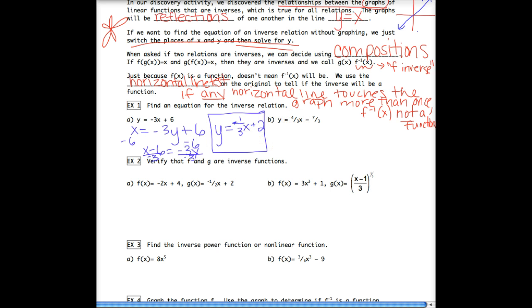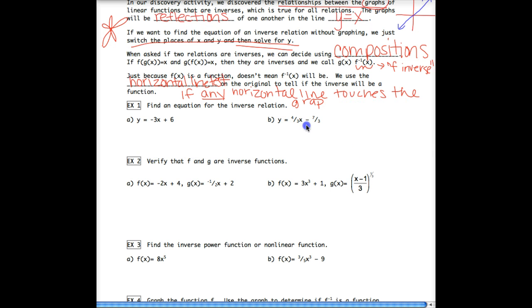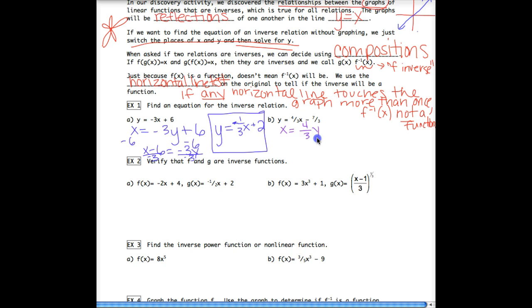On B, first thing we need to do is switch the x and the y. So x equals 4/3 y minus 7/3. So now I need to get y alone. So first I'm going to add 7/3 to both sides. Again, these are not like terms, so I've just got x plus 7/3 equals 4/3 y.